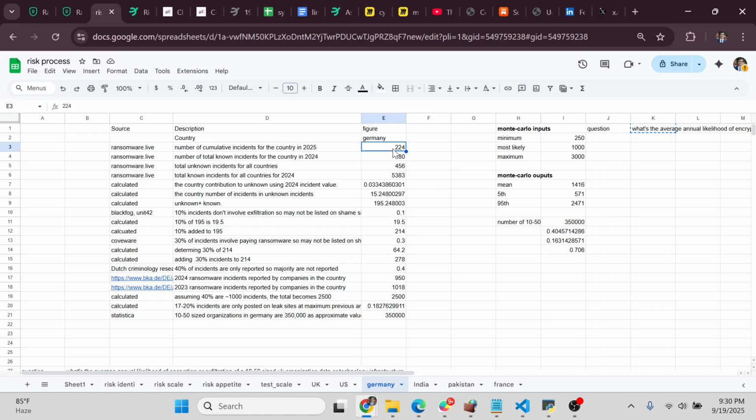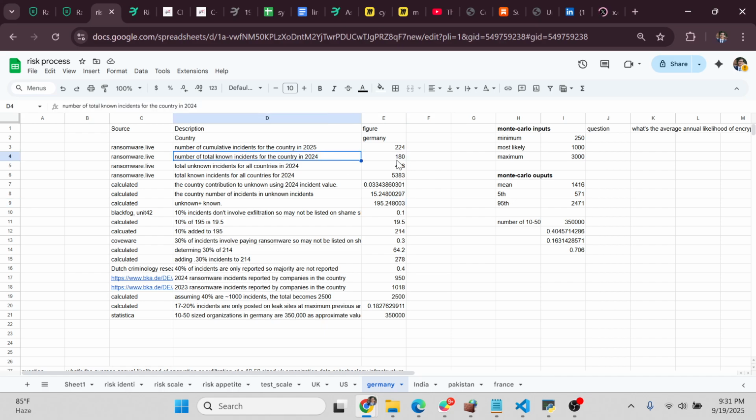When I was conducting this analysis, it was 224 for Germany. It's increased to 231. And for 2024, it is 180. This is an approximate number. In 2024, there was a category of incidents where the origin of the country was not known, which is 456. I then used some analysis to find the contribution of Germany to the unknown incidents. So I have gathered the Germany incidents in the unknown as well and added them to the known, which is 180.